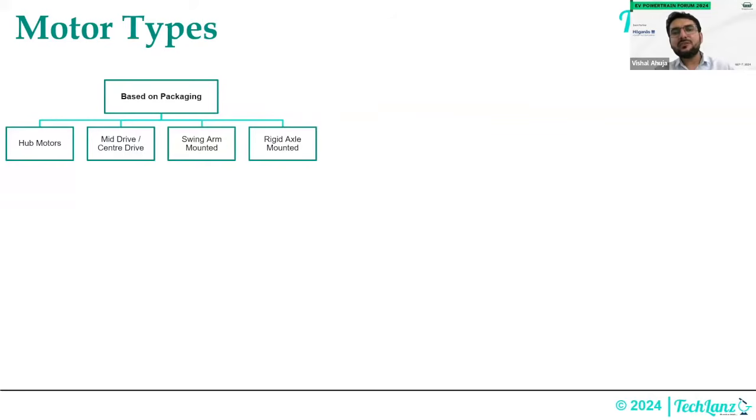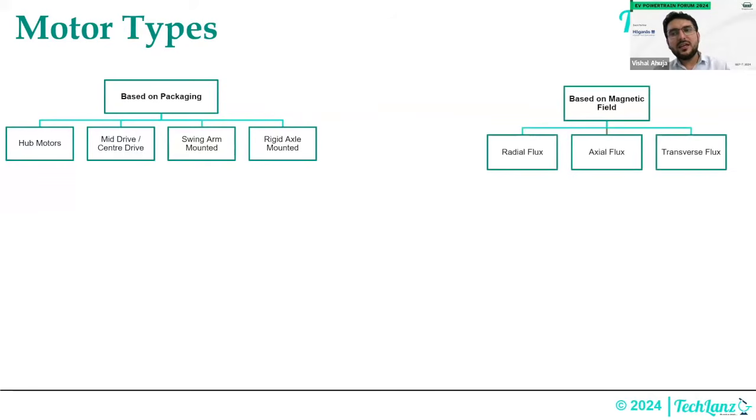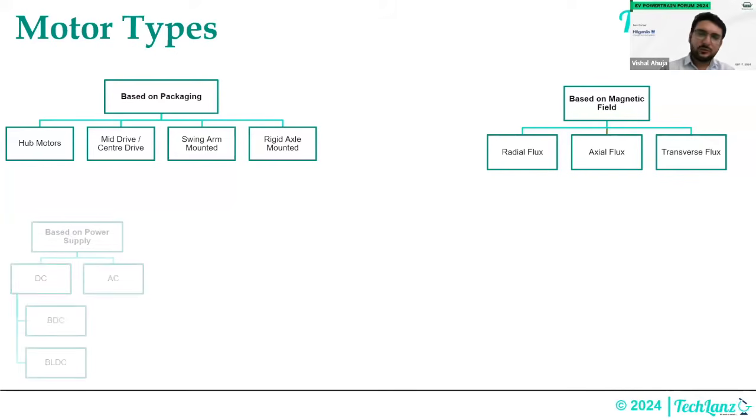So based on packaging you have these kinds of things. Then based on magnetic flux, you have radial flux motors, axial flux motors. Mr. Ramesh also talked about it. I know him personally because of axial flux motors only. He started developing axial flux motors, and I think Torque Motors also was doing axial flux motors in the beginning, right? Then you have transverse flux motors also. So based on magnetic field you have different kinds of motors.